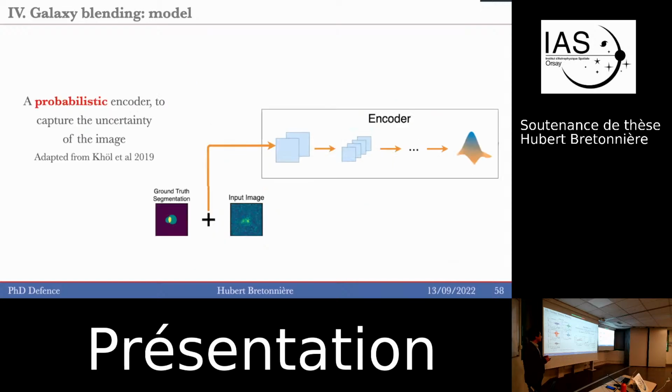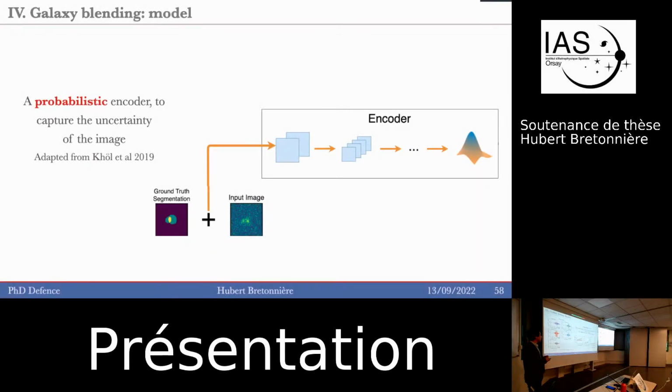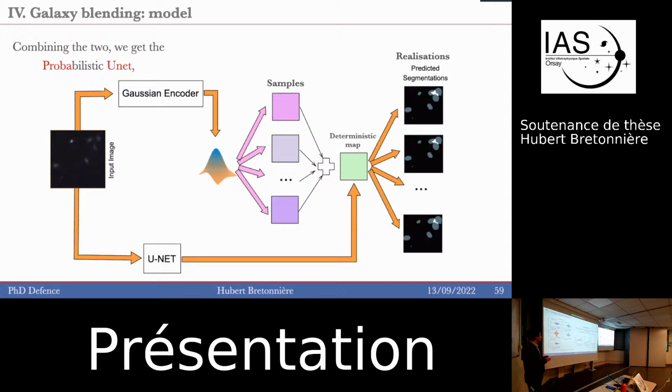The problem is that we don't really have a satisfying definition of the uncertainty with this kind of model. So here again we use work that we adapted from Kohl et al., which adds a new model that we call just the encoder, which, to be quick, will take the input image and the segmentation to compress the uncertainty inside a distribution.